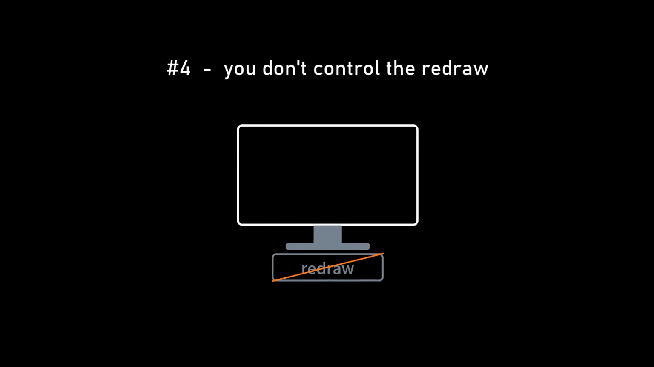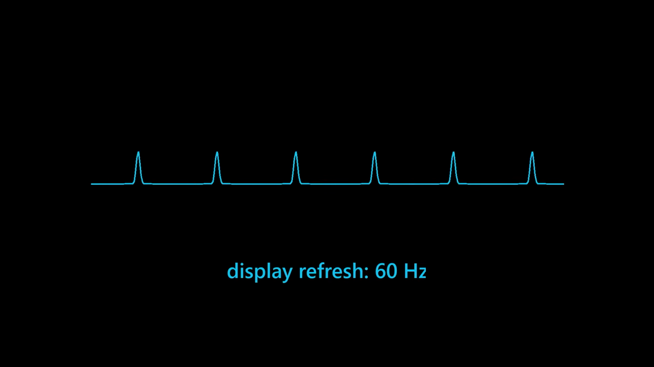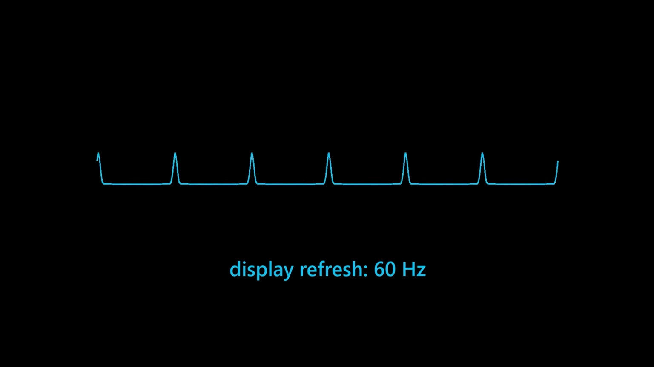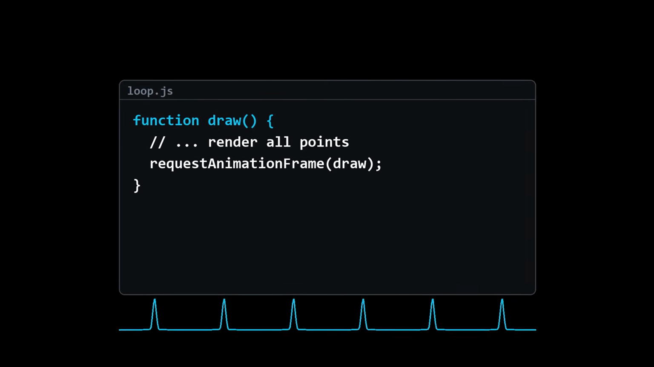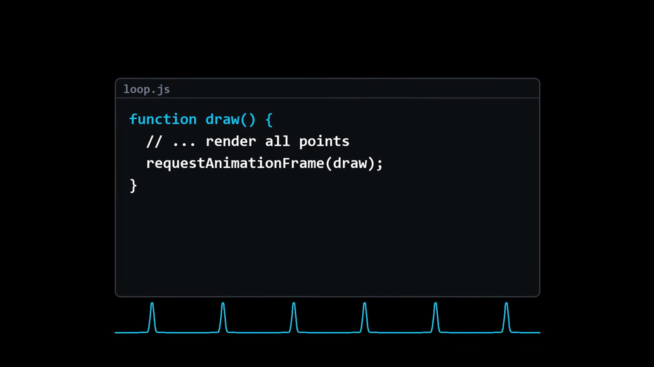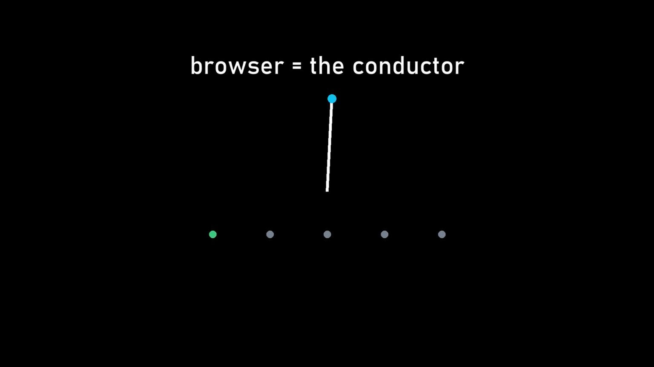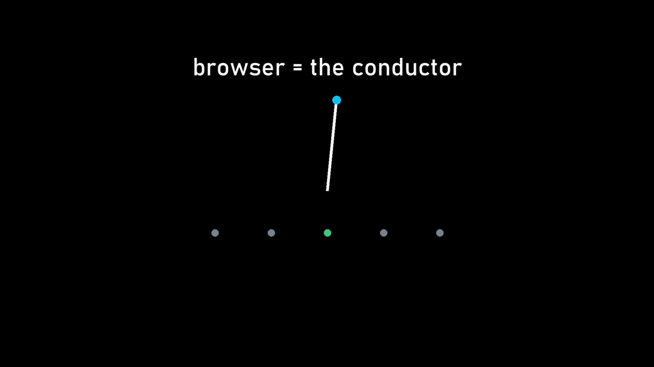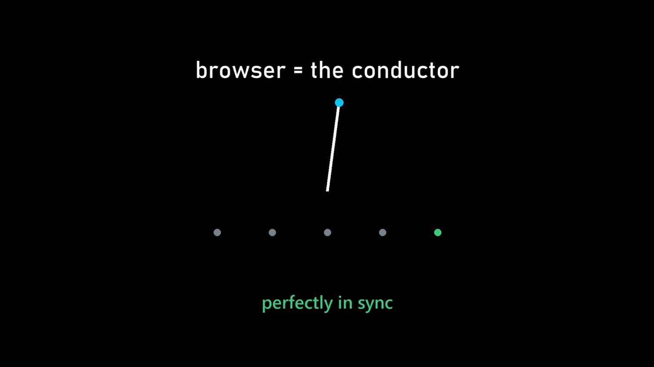Fourth, the timing. You might think you control when the screen redraws. You don't. Your monitor refreshes on its own rhythm, 60 times a second like a heartbeat. So instead of drawing whenever you feel like it, you ask the browser to tell you. That's requestAnimationFrame. You're basically saying, hey browser, next time you're about to paint the screen, wake me up. And the browser lines your drawing up perfectly with that heartbeat. No wasted frames. The browser isn't your obstacle here, it's your conductor.